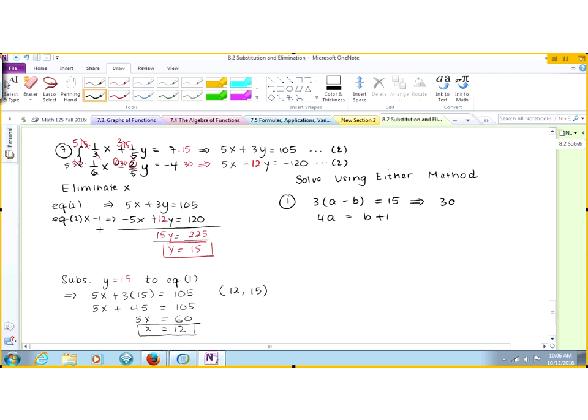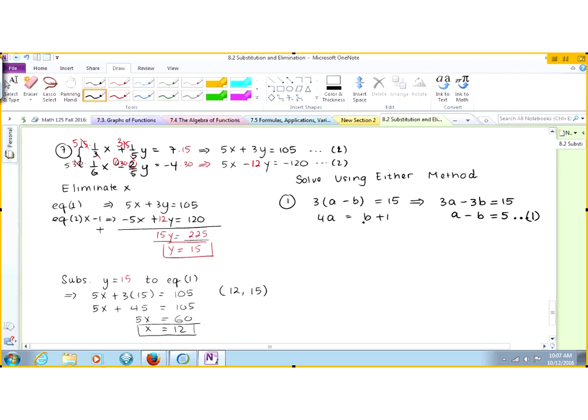Okay, so let's see here. So this is 3a minus 3b equals 15. Can I make it smaller, actually? You can, right? How do I make it smaller? Divide by 3, divide by 3, divide by 3. Do I have to make it smaller? No, you don't. But it's better if you make it smaller because working with smaller numbers is easier. So a minus b is 5. So this is your equation 1.